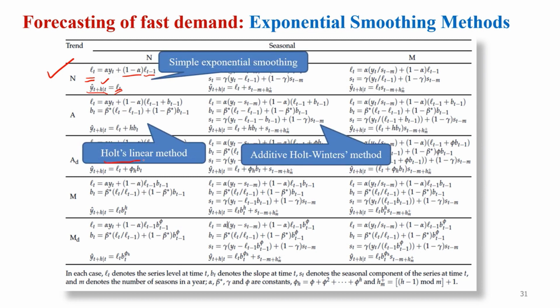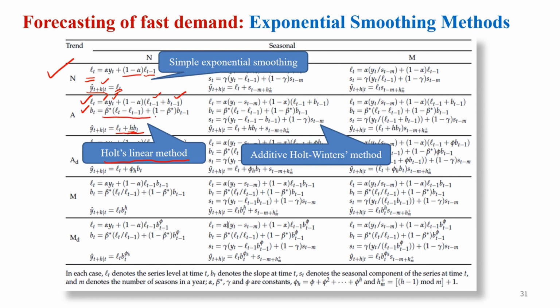If I talk about Holt's linear method, here we have the level component and a trend component. In order to find the forecasted value, the forecast would be equal to level plus trend, and the trend component is multiplied with the forecast horizon, whether it is 2 months, 3 months or 4 months. So let's understand: this is the alpha value, a weightage value, this is the original time series, this is the last time period level component, and this is the last time period trend component.